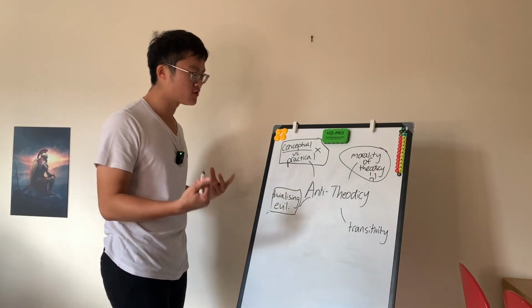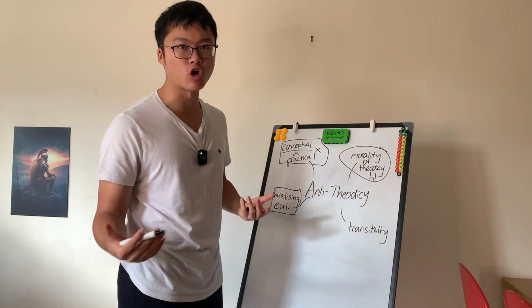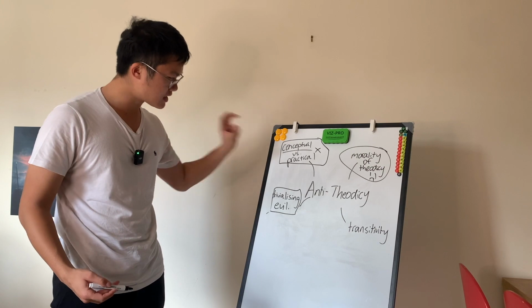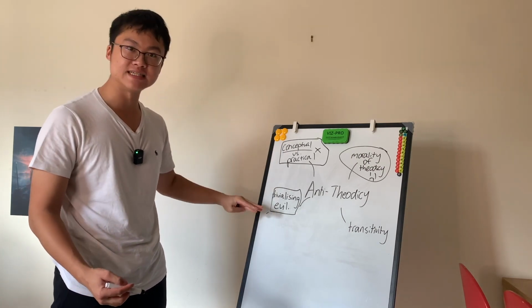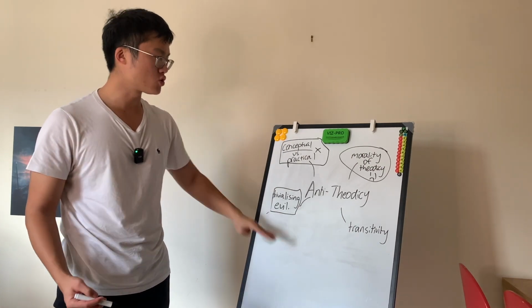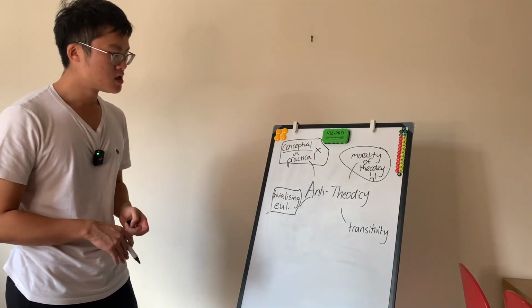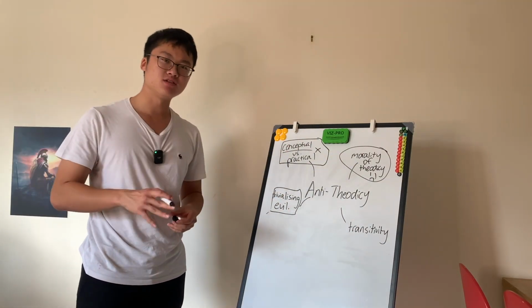Now, the position of the anti-theodicists seems to be quite strong. We seem to be accepting that, okay, conceptual treatment of the problem of evil does indeed trivialize evil. And also, we seem to accept that there are some moral problems of theodicy itself. Now, where does this leave the theist?